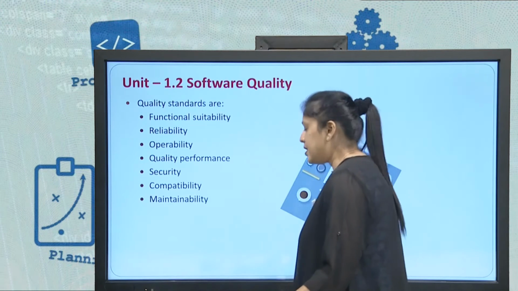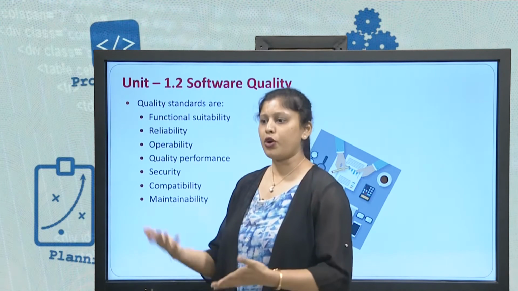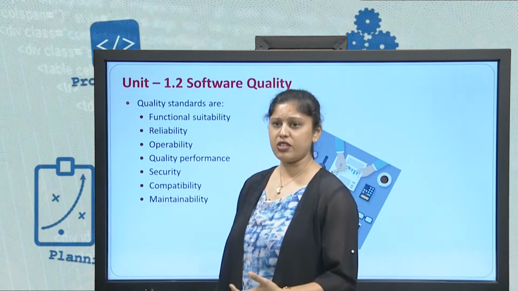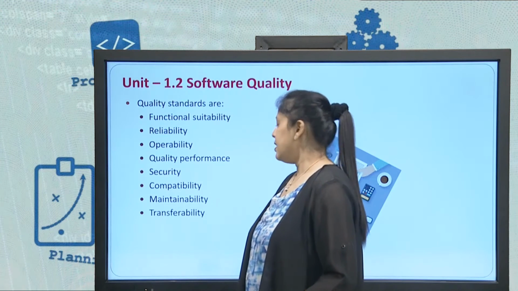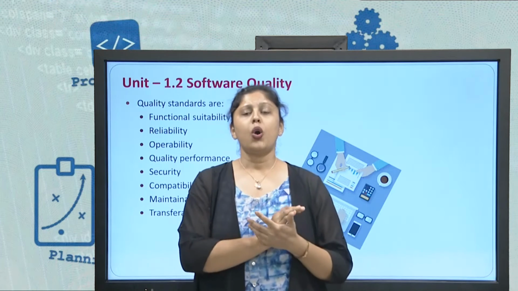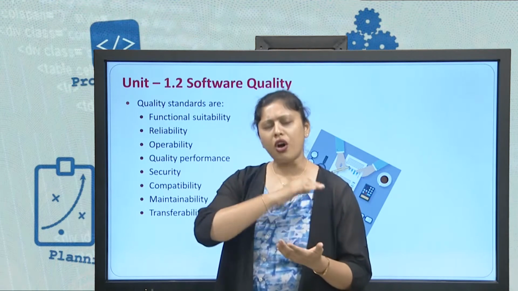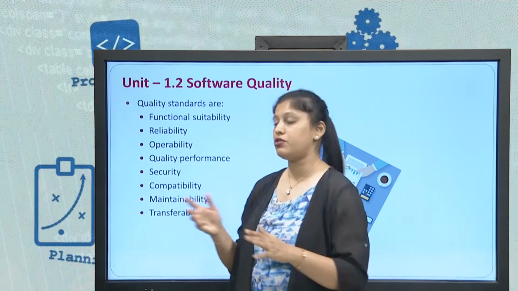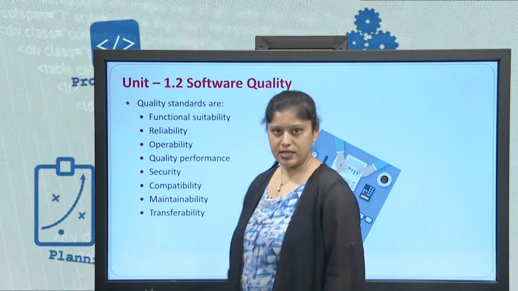Then maintainability. My software should provide me with a maintenance facility. If any problem exists or persists in my software, then it should be maintained very, very easily. Then transferability. If I want to transfer my software from one OS to another, or from one system to another, maybe from one organization to its sister organization, it should be transferable, right? So all these are quality standards.